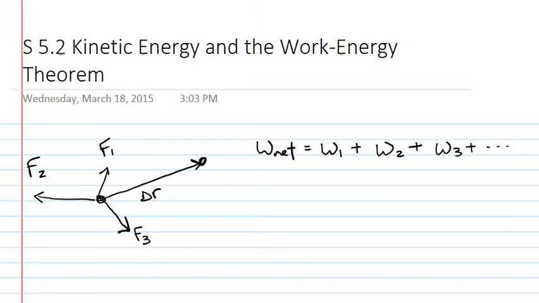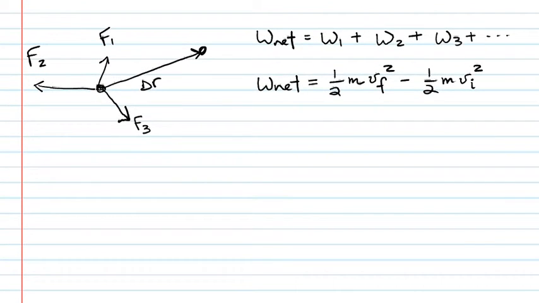But something else really good happens when the work is done by the net force. We get an equation where the work done by the net force, which takes calculus to derive, equals 1/2 times the mass of the object times the final speed of the object squared minus 1/2 times the mass of the object times the initial speed of the object squared. And this is called the work energy theorem.